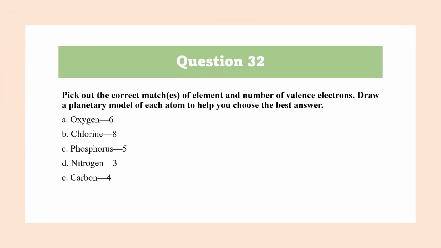Number 32. Pick out the correct matches of the elements and number of the valence electrons. Draw a planetary model of each atom to help you choose the best answer. I will not be drawing the models for you, but I can tell you the answer here. The answer is A, C, and E. Oxygen 6 valence electrons, phosphorus 5 valence electrons, and carbon 4 valence electrons.